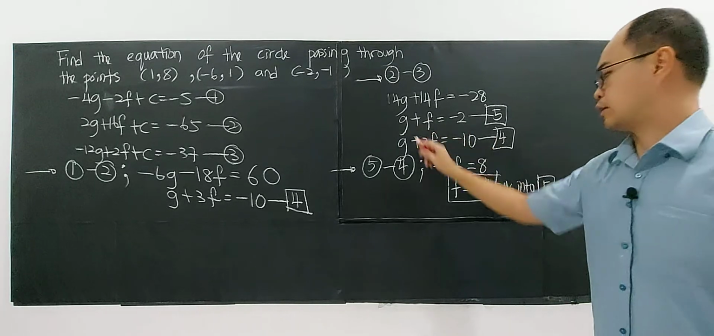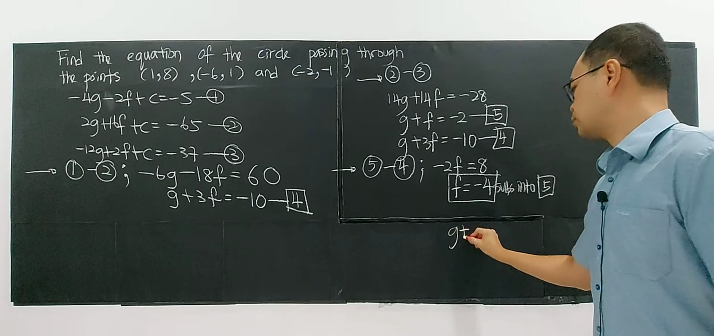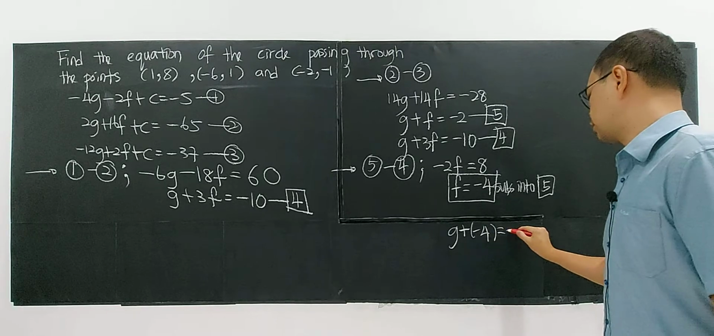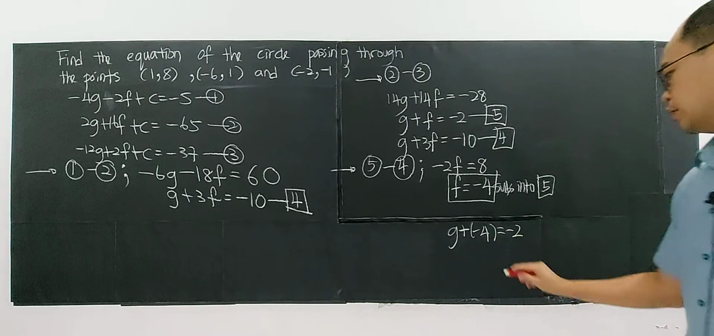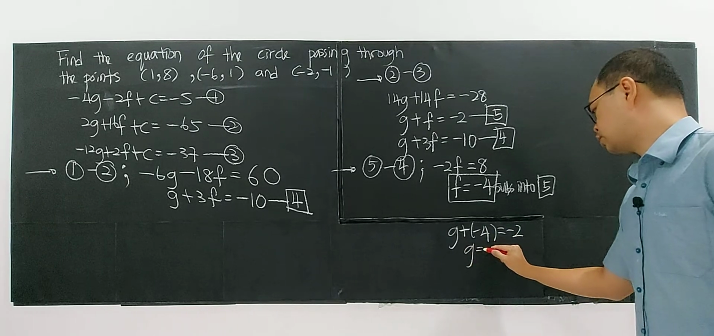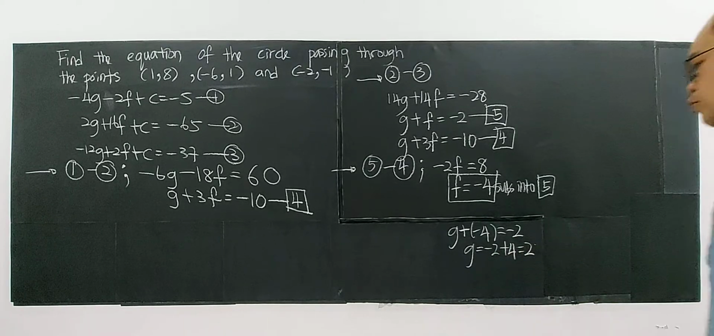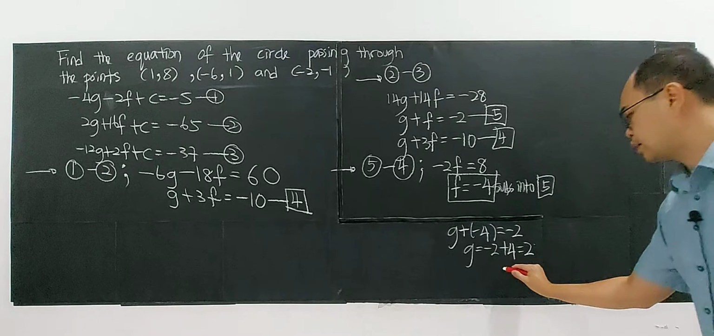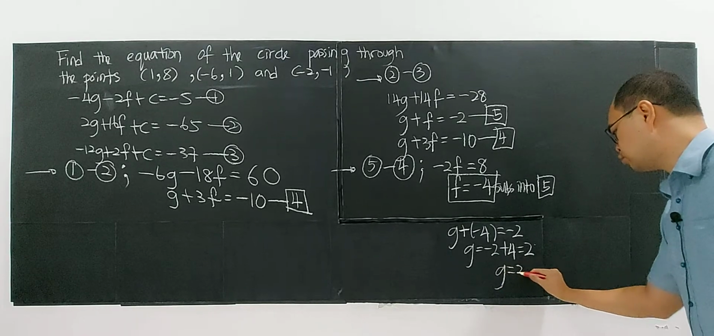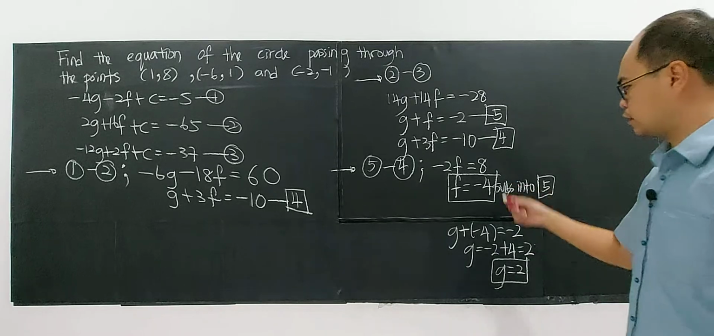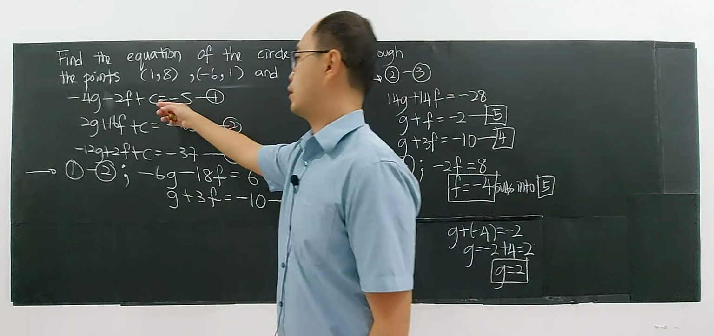So as you know that G plus F will be negative 4, which gives you negative 2, right? So from here you can find G to be negative 2 plus 4, which gives you the value of 2, right? So finally you have the value of G to be 2. And lastly, of course, you still need the value of C, right?